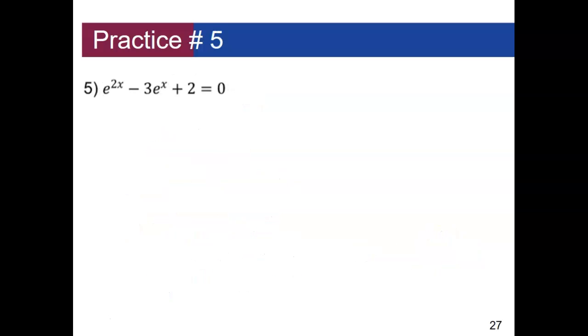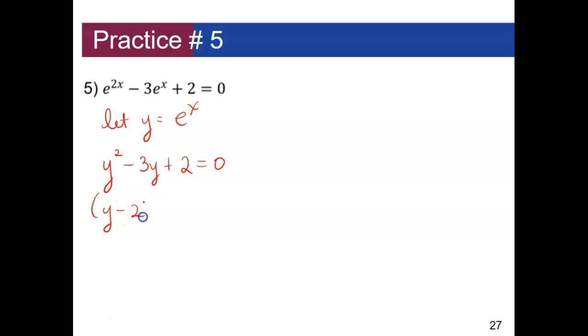Okay, here's one that we need to factor in order to solve. So this is one that we're going to let y equal e to the x, and we're going to rewrite this as y squared minus 3y plus 2. So this is a quadratic that's factorable. So we're going to have y minus 2 and y minus 1. I'll set each factor equal to 0 and solve.